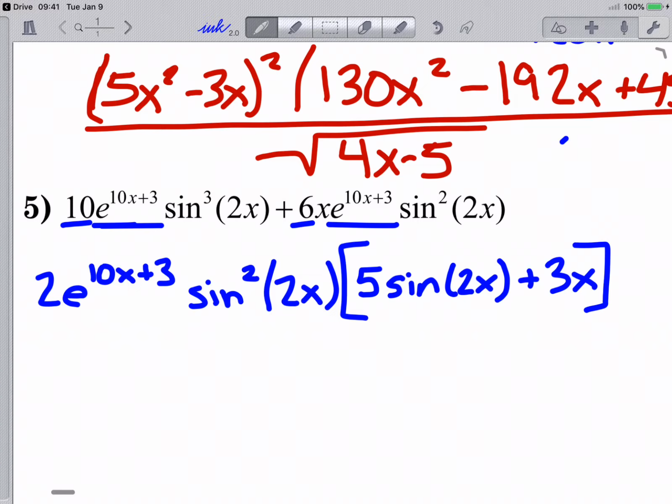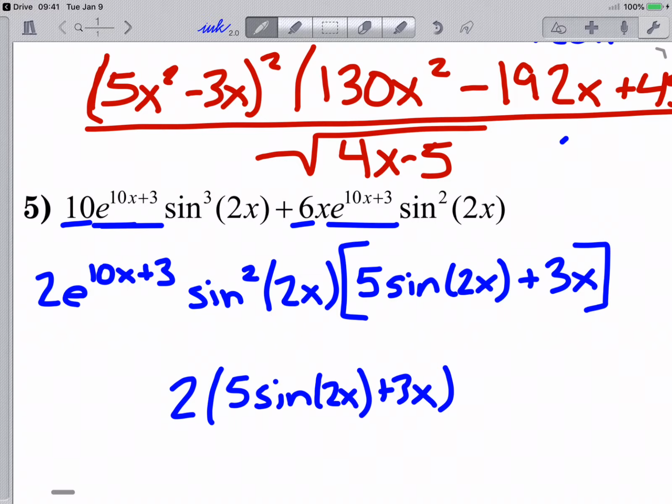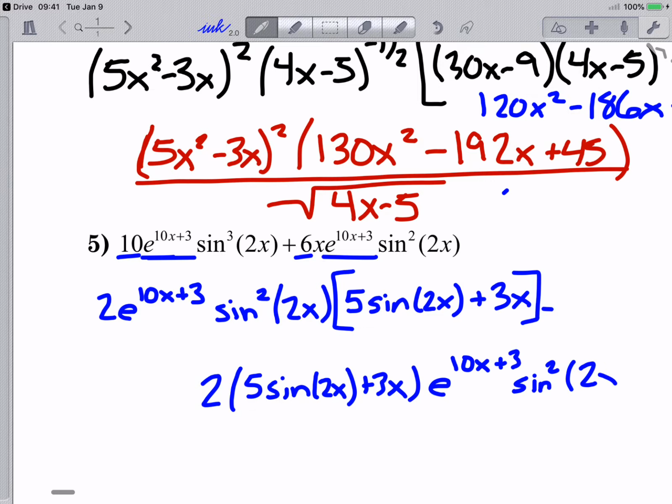Now, you might see this if this were a multiple choice question. It might be written 2, 5 sine of 2x plus 3x, and then times the e to the 10x plus 3 sine squared of 2x. All I did was reorganize it so I have my sine squared at the end and don't think that the stuff in the square brackets was being input into the sine, but that's little details. So that is factoring in a nutshell, and I hope that helps you going forward.